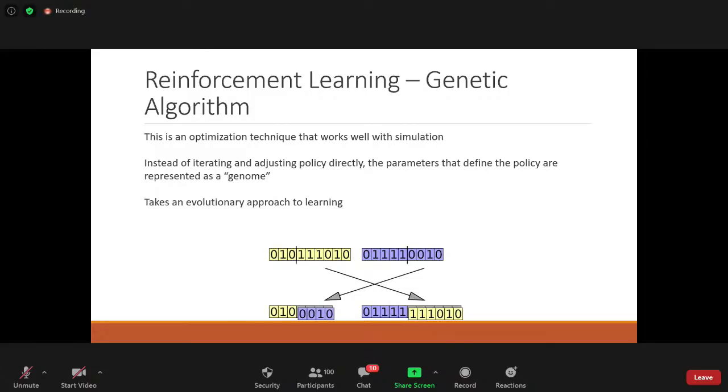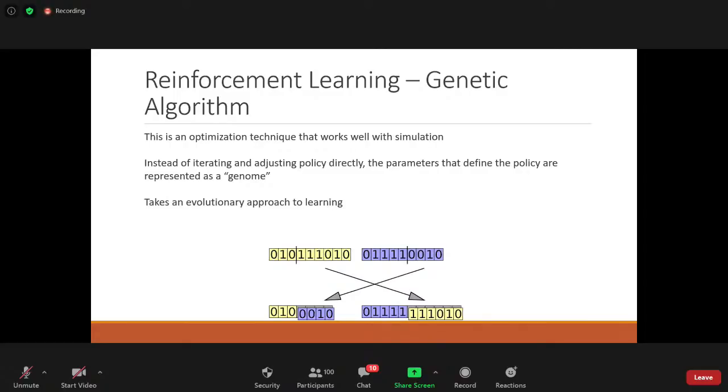Finally, for reinforcement learning, there's also a technique called the genetic algorithm. So this technique is not necessarily a model, but is an optimization technique that works well with simulation that I think might be relevant. So instead of iterating and adjusting a policy directly, like we discussed earlier, what we can do instead here is take the parameters of the policy.